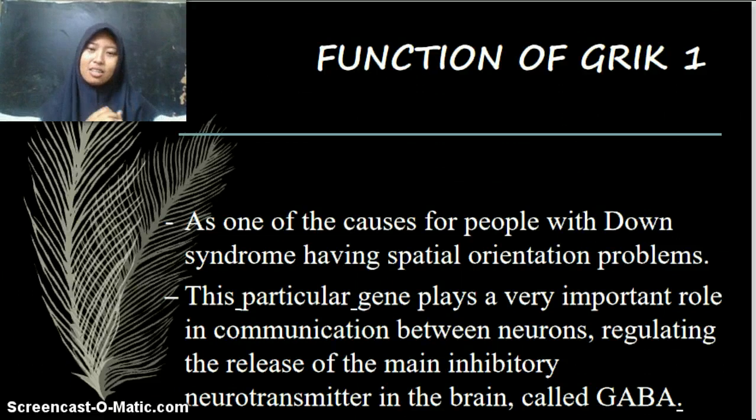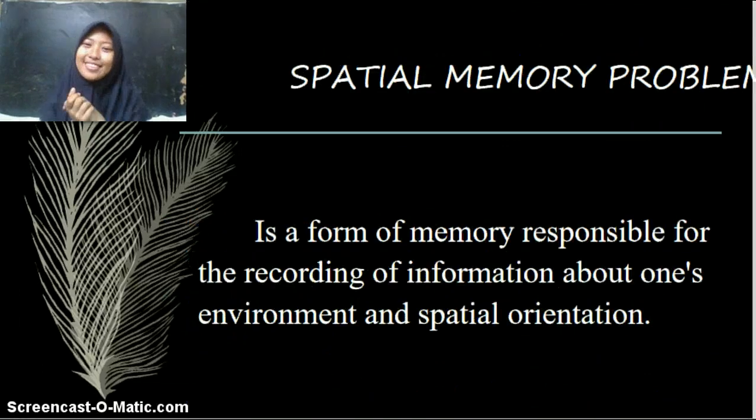And second, the function of GRIK1. This particular gene plays a very important role in communication between neurons, regulating the release of the main inhibitory neurotransmitter in the brain that's called GABA.